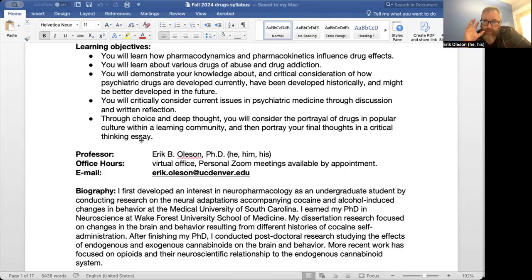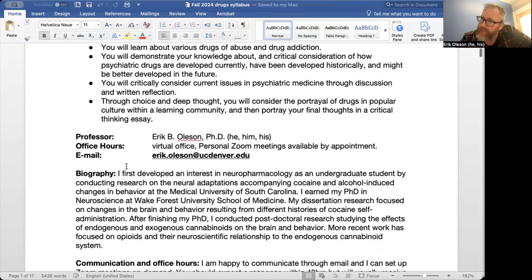There are really three sort of content divisions of the class. First, we're going to go over how pharmacodynamics and pharmacokinetics influence drug effects. This is basic pharmacology, but probably pretty new to you, versus other areas of the class where you might have heard about, for example, cocaine or how cocaine might act on the brain. You've probably heard of dopamine, these sorts of things. But pharmacokinetics and pharmacodynamics tend to be one of the harder content concepts in the class, mainly because you might just not be as familiar with it yet.